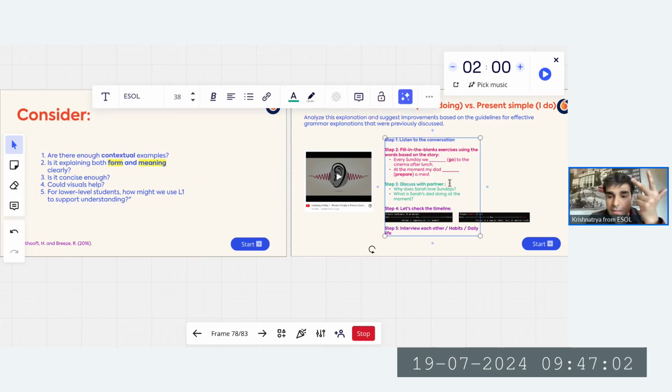Step 3 here. Meaning is, when they understand it, only then they'll be able to give the correct answer, right? What does Sarah love doing on Sundays? What does she love to do on Sunday? And what is Sarah's dad doing at the moment? So basically, trying to understand if they have understood the meaning of this or not.